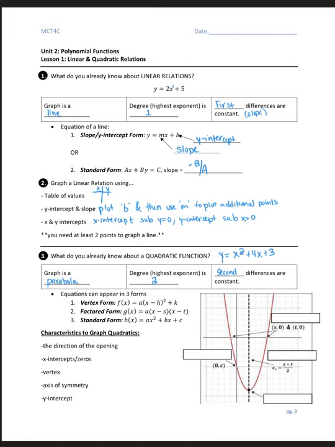Okay, the equation of a quadratic function can be written in 3 forms. We can write it in vertex form, so f of x equals a times x minus h squared plus k. We can have our factored form, g of x equals a times x minus s times x minus t, or we can have our standard form, h of x equals ax squared plus bx plus c. So a couple of things to recognize about these forms. Notice that they all have this a value in the front, and the a value stays the same in all forms.